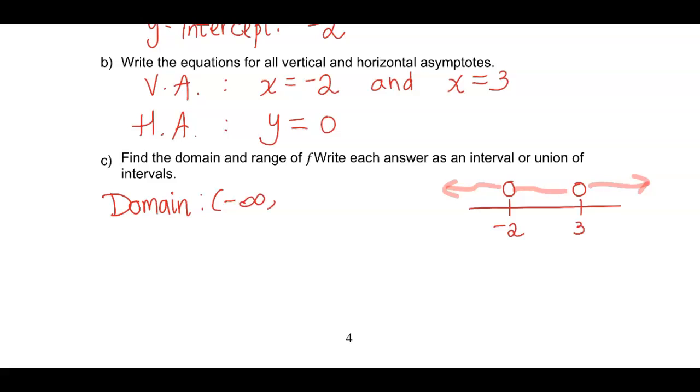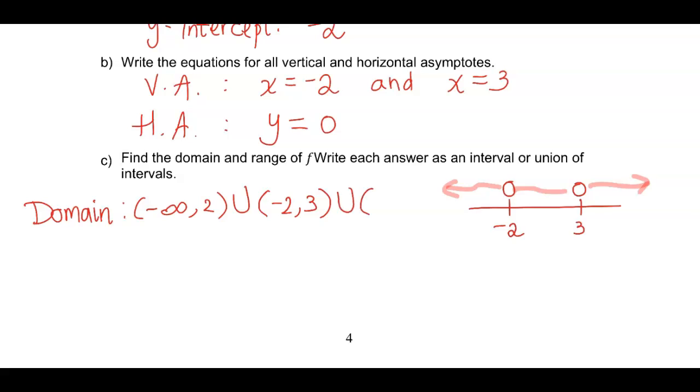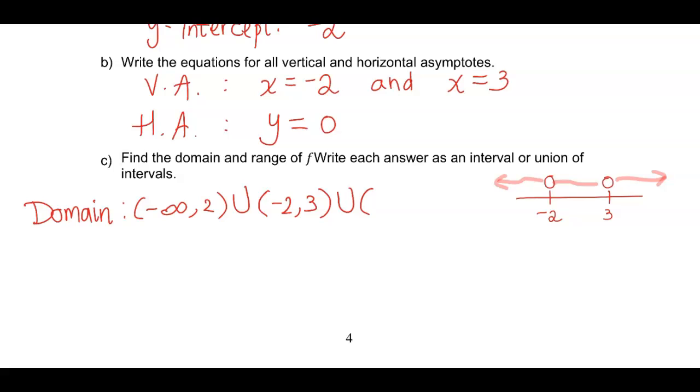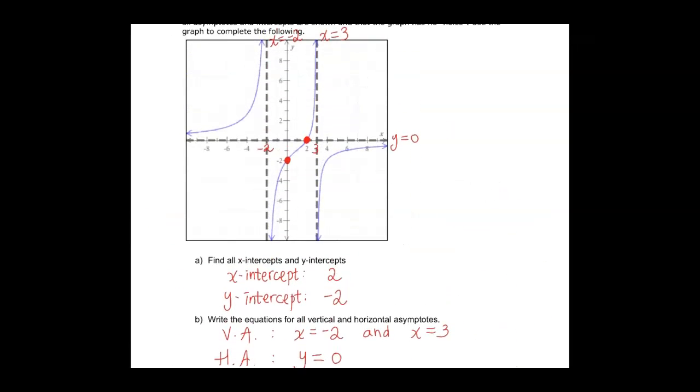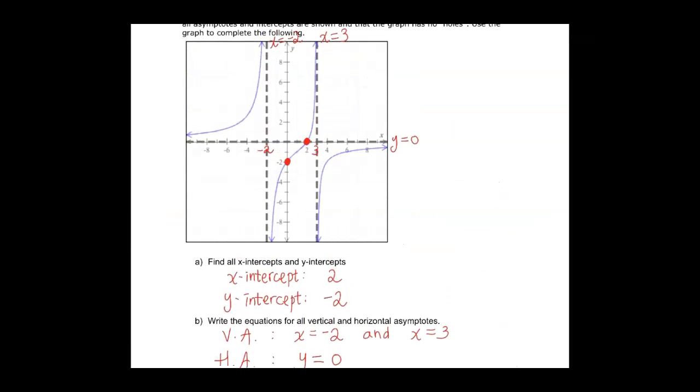-infinity to -2, union. The one section in the middle is -2 to 3, union. And the last section all the way on the right is going to be 3 to +infinity. So that is the domain of this function. Because we had, as you can see, 3 pieces of graph separated by 2 vertical asymptotes, right?